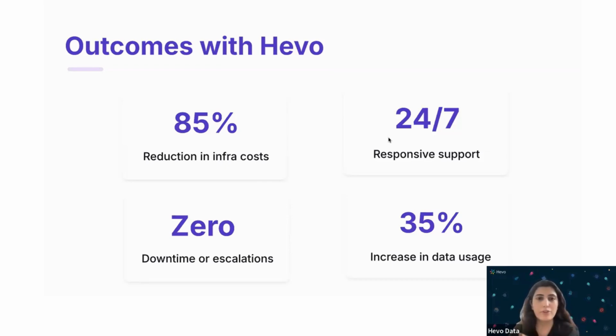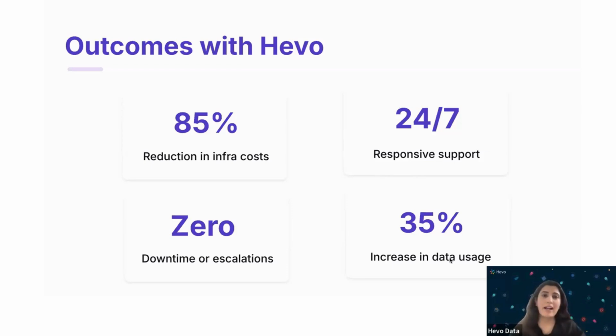Then they also got 24/7 support with great SLAs. That's one thing I think ThoughtSpot really liked, the fact that our support team is available 24/7 in all regions. Then there was zero downtime or escalations from their side. So that is also something that they could set and forget. I remember the POC telling us that, we just click and the pipelines are set up, and then we forget that it's even there. And I haven't opened even Hevo for months.